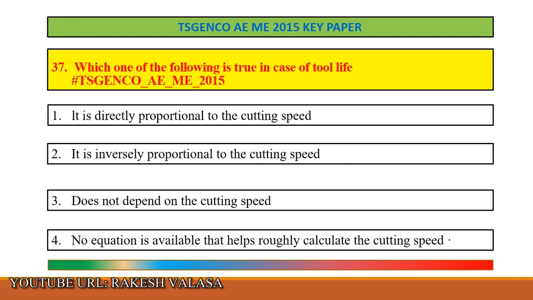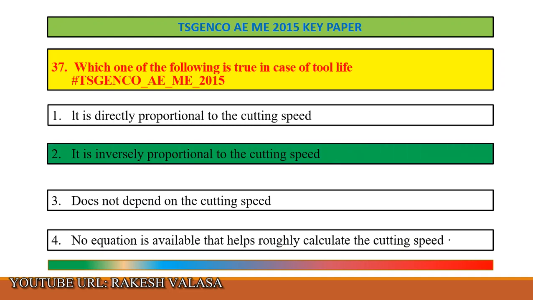Here, according to Taylor's equation, V t power n equals constant. That means velocity is inversely proportional to tool life. He's asking that tool life is inversely proportional to the cutting speed. So according to Taylor's equation, V t power n equals constant. So T means tool life. T power n is proportional to 1 by V. That means tool life is inversely proportional to the cutting speed.